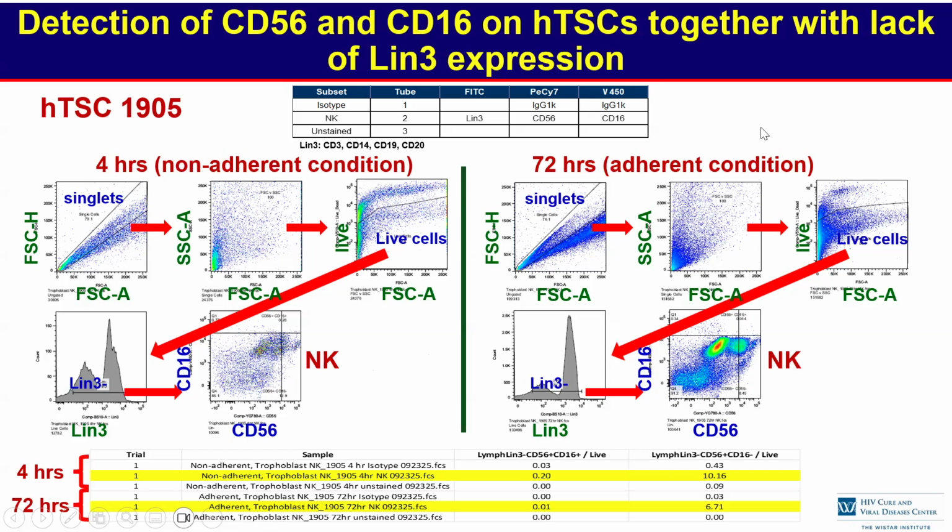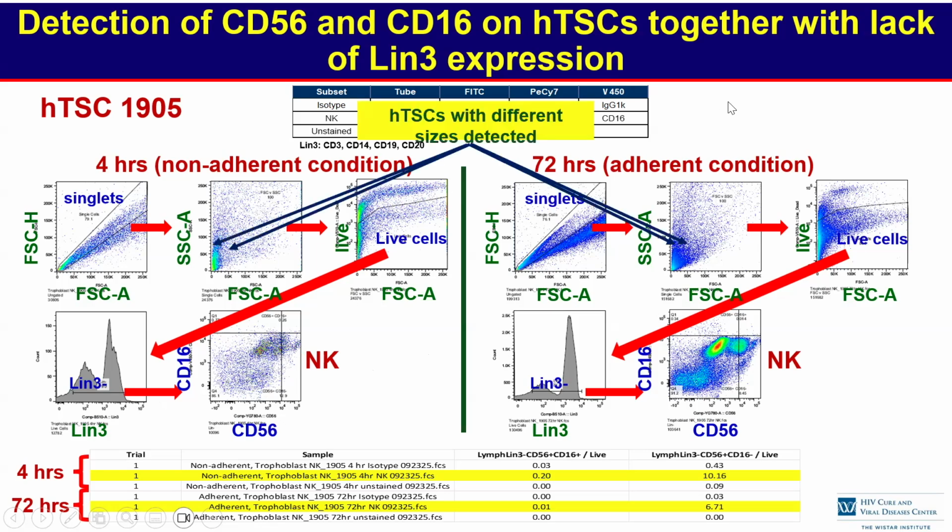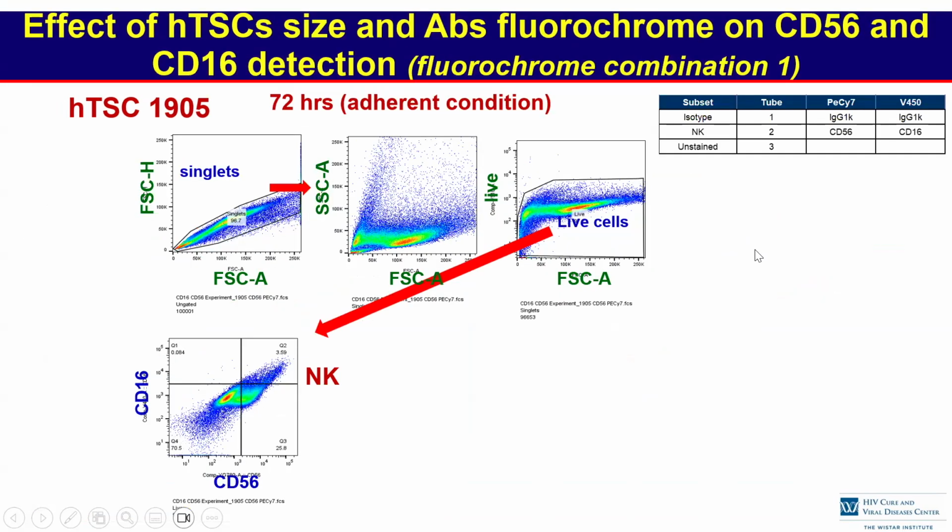Because we didn't see any LIN3 positive cells, we decided in future stainings not to use LIN3 and to gate directly from the live cells. So we repeated the staining. Again, it seems that we have different sizes of trophoblast cells. We repeated the staining without using LIN3 but keeping the same fluorochromes. Here we see again that we have CD56 positive cells, and we don't seem to have a lot of CD16 positive cells, and we have a little bit of CD56 positive, CD16 negative, and CD16 positive cells.